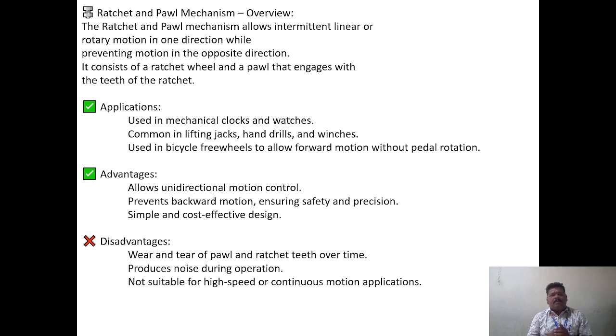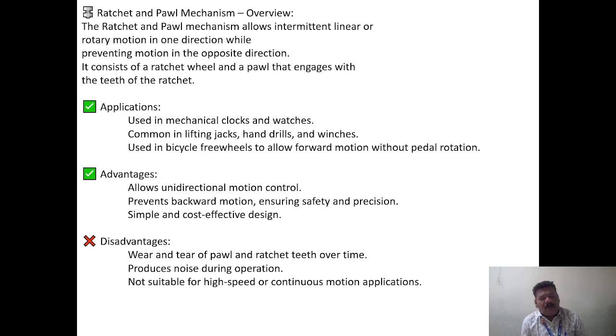The ratchet and pawl mechanism allows intermittent linear or rotary motion in one direction while preventing motion in the opposite direction. It consists of a ratchet wheel and a pawl that is engaged with the teeth of the ratchet. The applications are used in mechanical clocks and watches, commonly used in lift jacks, hand drills and winches, and used in bicycle freewheels to allow forward motion without pedal rotation.